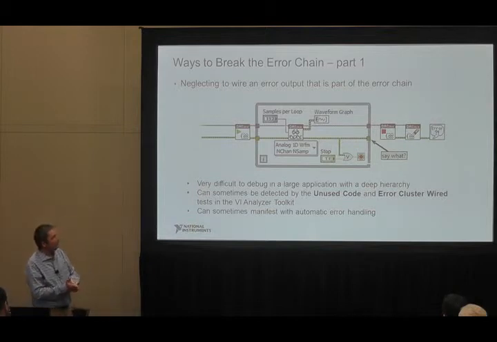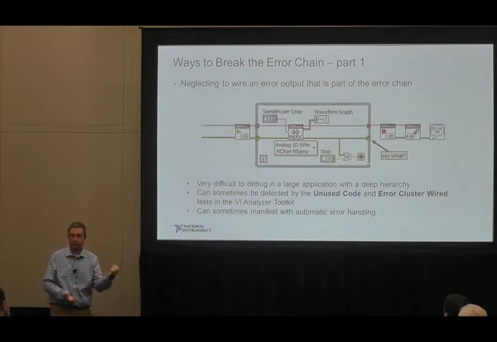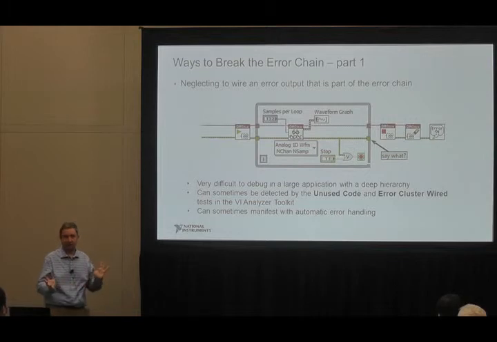Nevertheless, automatic error handling can sometimes detect this issue as well, simply because you've got a function, like a file IO function. If its error is not wired, auto error handling is turned on, it'll pop up a dialog. Auto error handling won't find what's in the screenshot right here, because that's not a function terminal that's not wired, that's a tunnel. And auto error handling doesn't care about those. So anyway, just a few ways to be able to detect the error chain being broken.